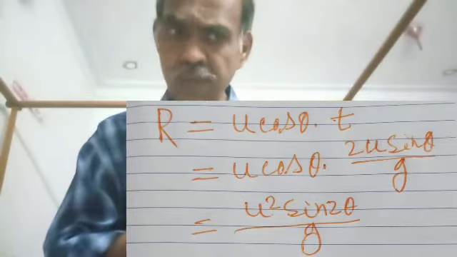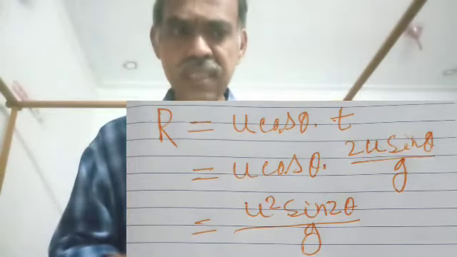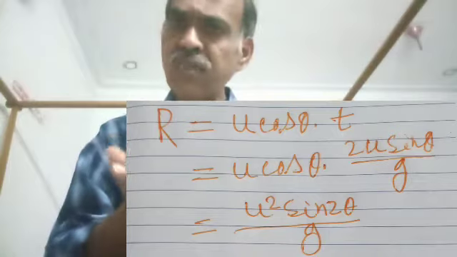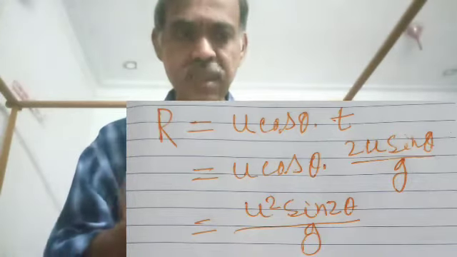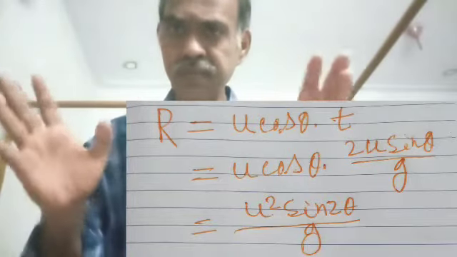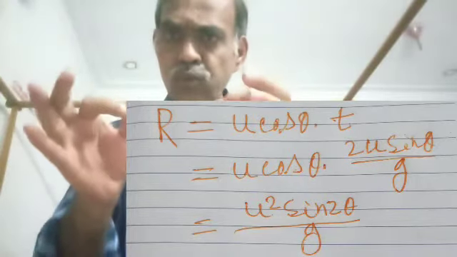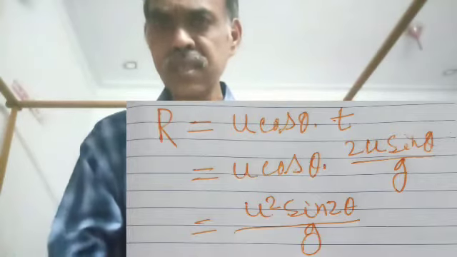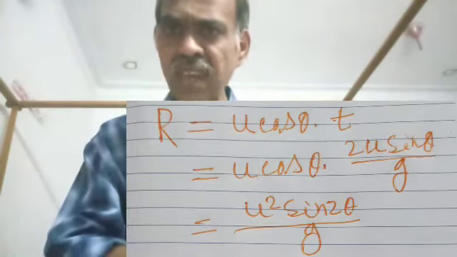Total time of flight is how much? It is 2u sine theta by g. Therefore, range is u cos theta multiplied by 2u sine theta by g. So, the result is u square sine 2 theta by g. So, this is the range R.